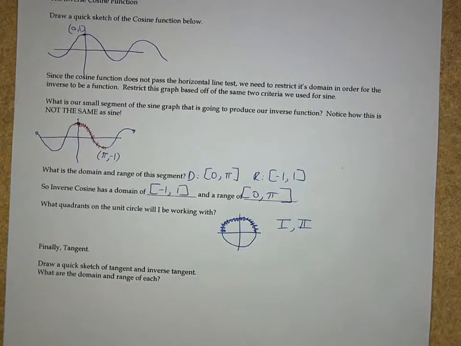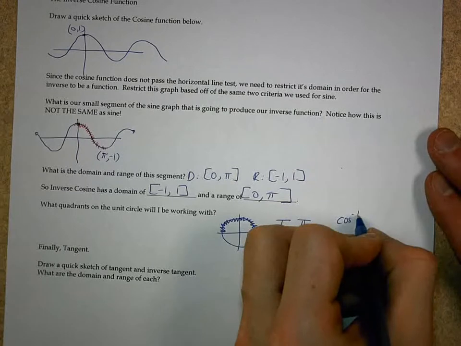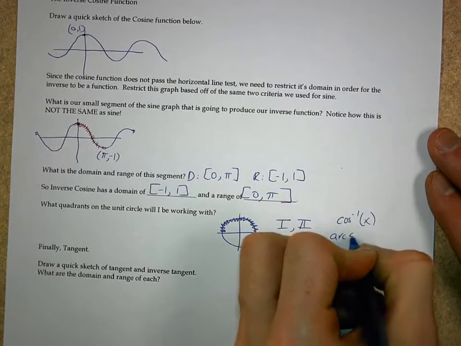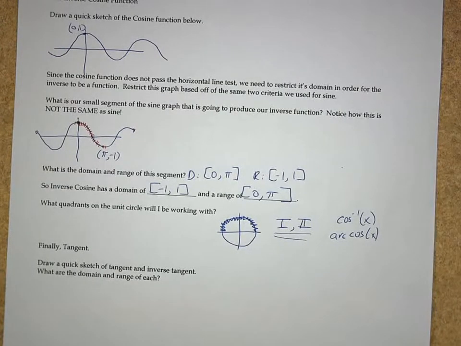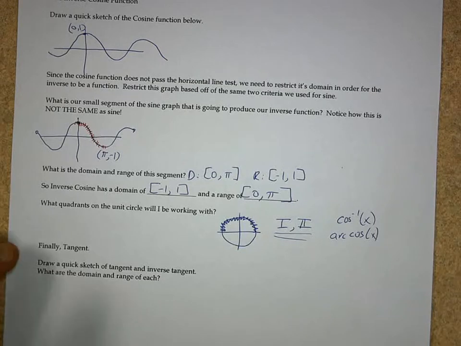So out of all that, you want to know that the cosine inverse of x, or the arc cosine of x, is going to be defined in quadrants 1 and 2. Arc sine, or sine inverse, is quadrants 1 and 4. Arc cosine, or cosine inverse, is quadrants 1 and 2.